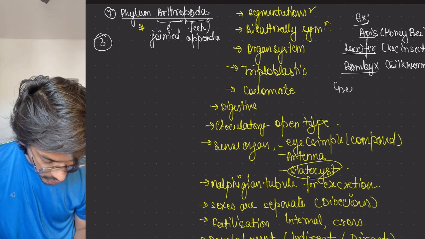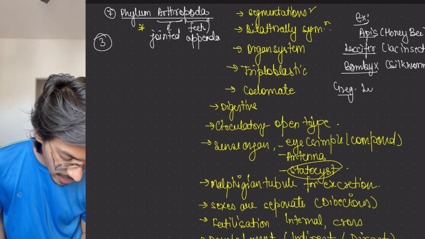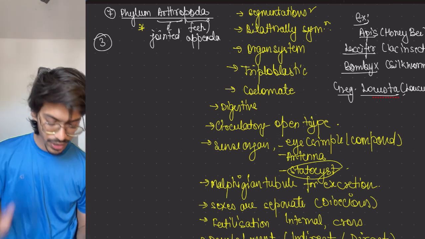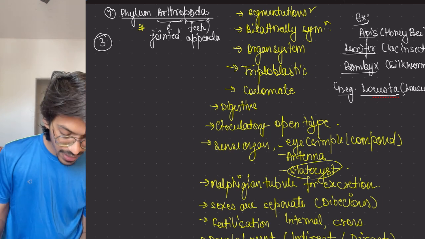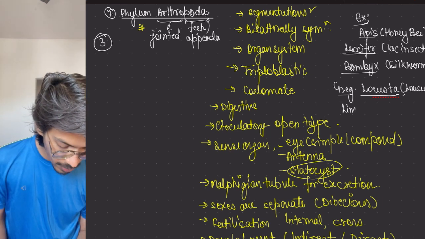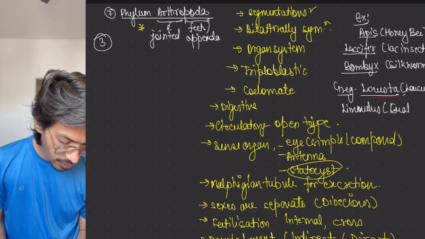Then we have the gregarious. Gregarious means which comes in an army and they destroy everything. Its diagram is also given. That is Locusta. Locust. Okay. Green color diagram is given to you. Then we have what? After that we have a living fossil. So the living fossil is what? Limulus. So it is what? Crab. A kind of a crab.